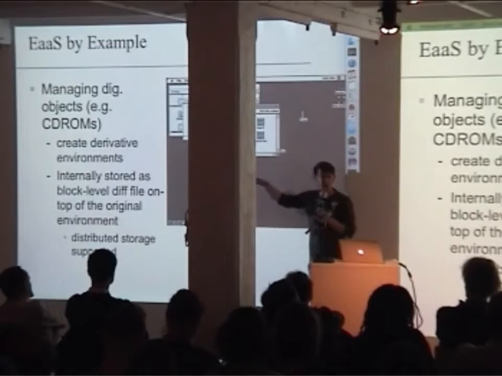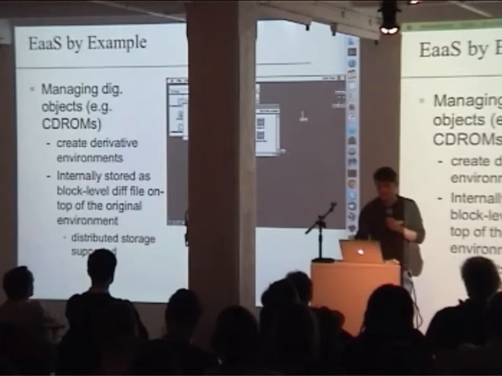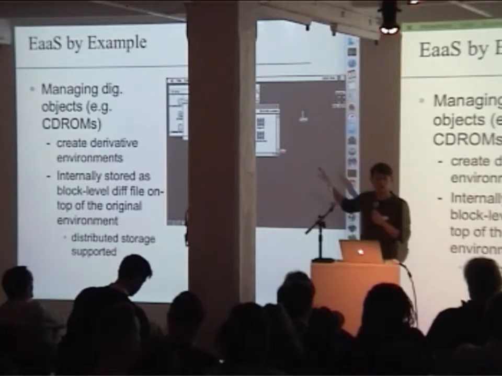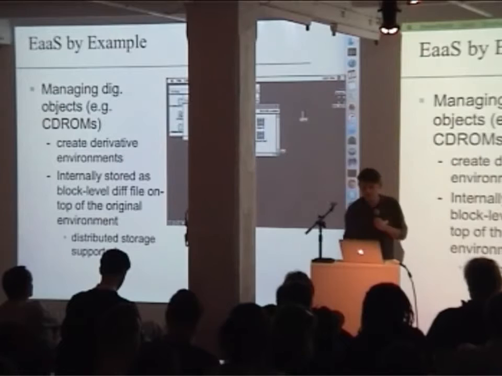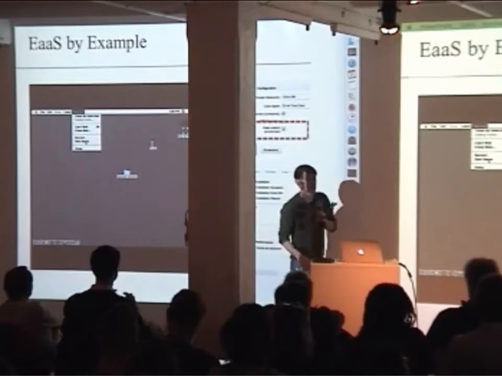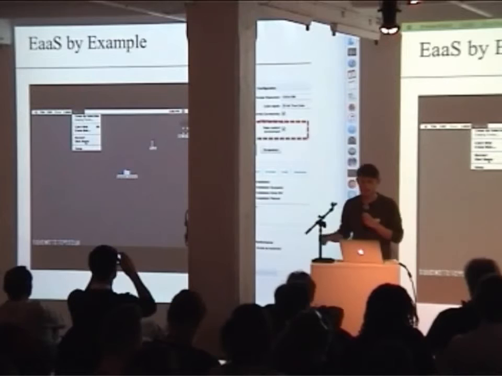In the backend, this is stored as a block-level difference file. So we do not copy the whole environment, we just store the changes. In this case, this is less than 2 megabytes. If you want to do that, you have to tick here, keep the customer environment, and you must not forget to shut down the machine, otherwise your users will be greeted with the check disk procedure when you start up the machine.